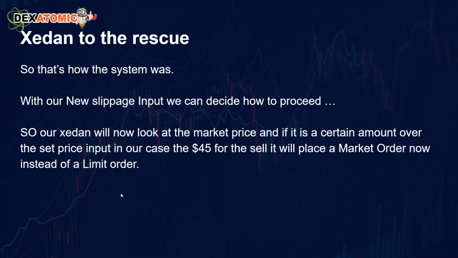But in our Xedan system, we have to kind of augment it a little bit. And so here's what we have done already. In update 2.7, we created the signal slippage variance input. And with our new slippage variance input, we can decide how to proceed. So our Xedan will now look at the market price, and if it's at a certain amount over our set price in our input, in our case $45 for the sell, it will place a market order now instead of a limit order.